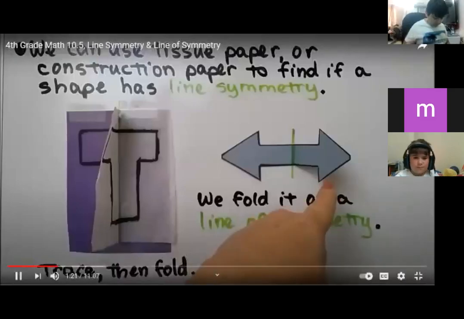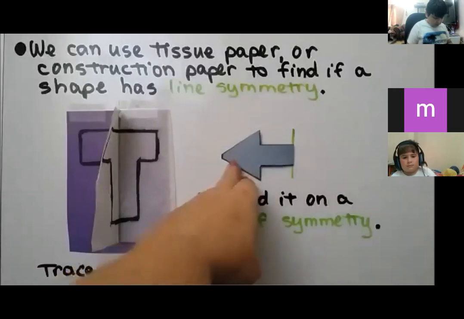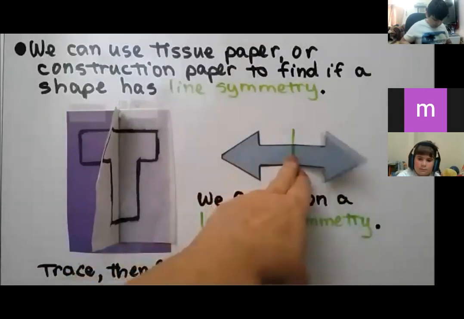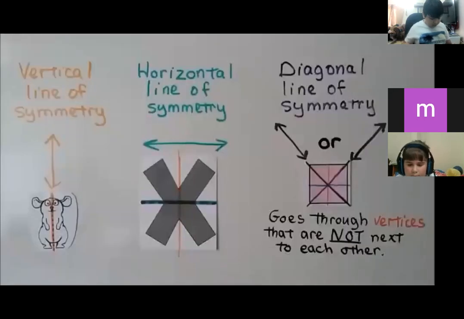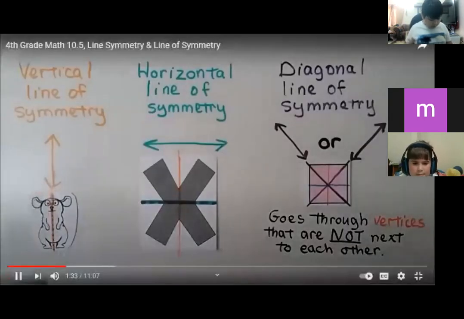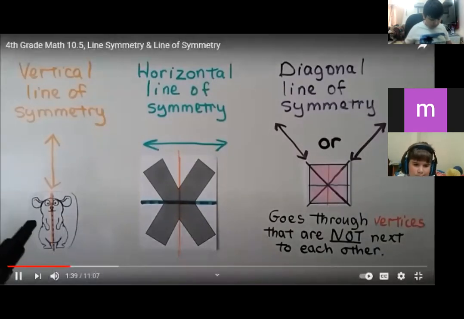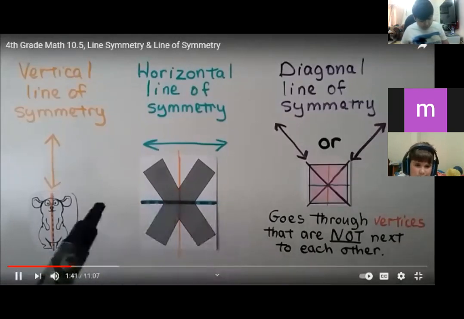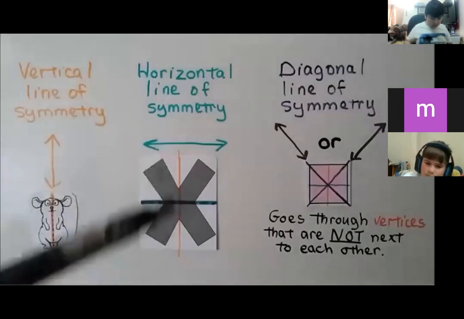Symmetry, and we can see that it lines up perfectly, doesn't it? We can have a vertical line of symmetry that goes up and down. If we drew one through the little mouse, we'd be able to fold it on that line and it would match perfectly. We can have a horizontal line of symmetry that goes across.